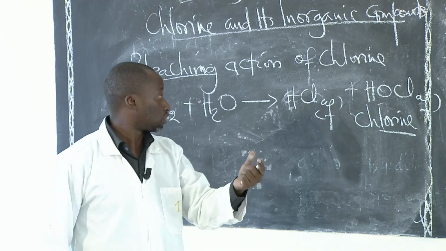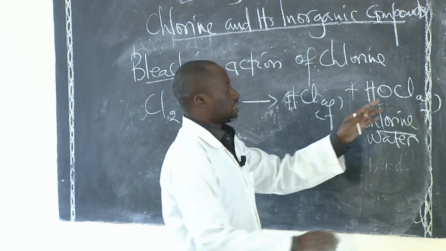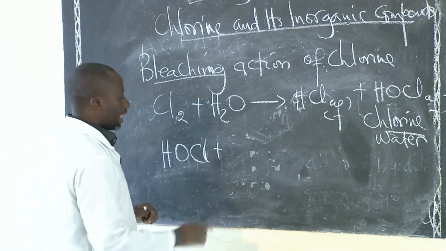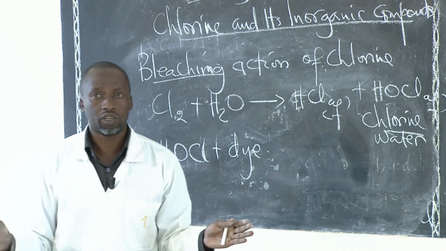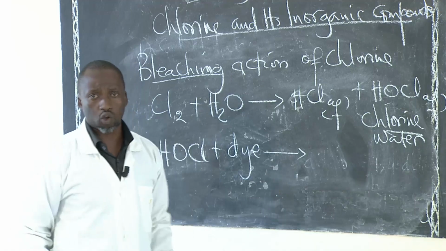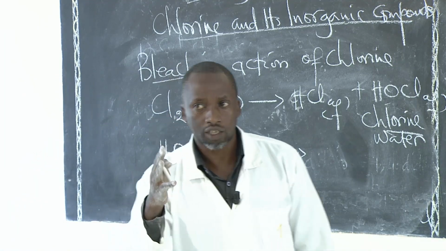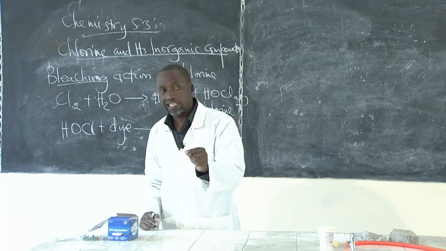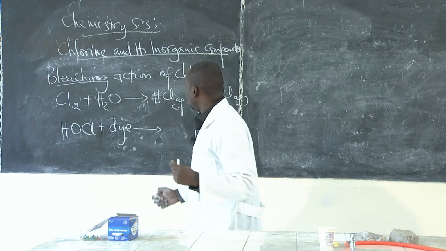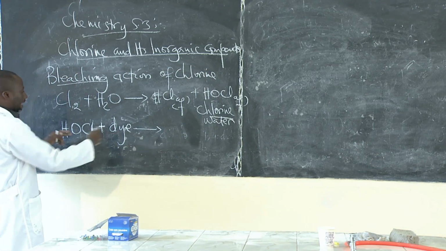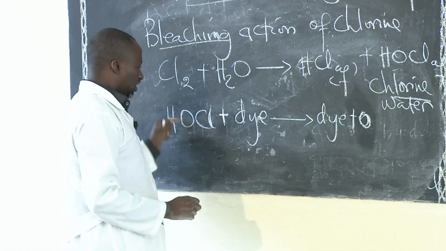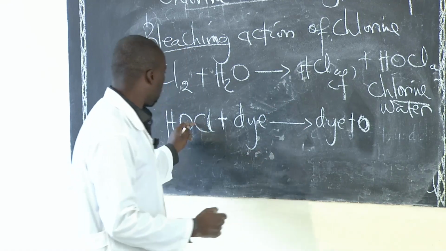This chlorine water contains hypochlorous acid and hydrochloric acid. When the hypochlorous acid reacts with the dye, a colored material, it gives away its oxygen. Any material that is colored is called a dye. I mentioned in the practical lesson that these bleaching agents are either oxidizing or reducing. In this reaction, the dye accepts the oxygen because this compound is very unstable, so it easily decomposes to give that oxygen to the dye.